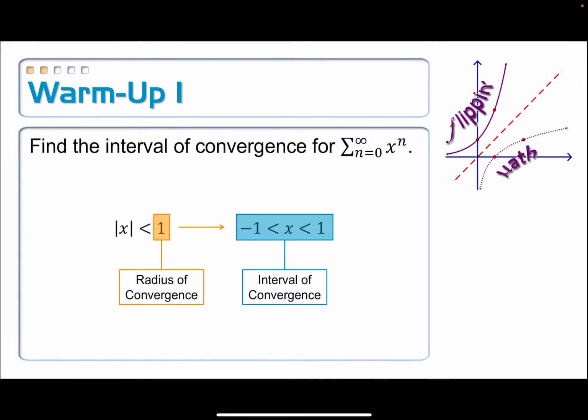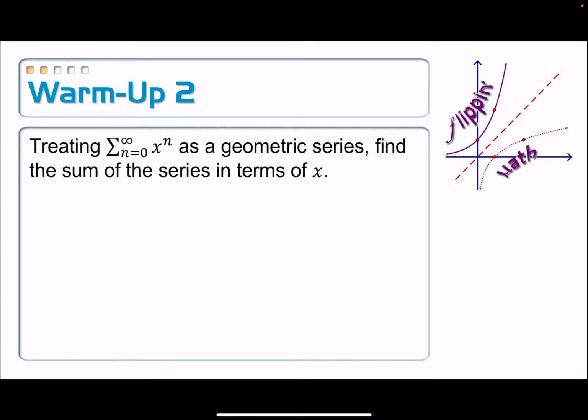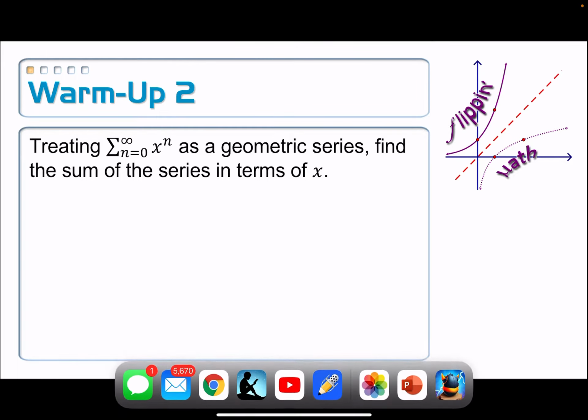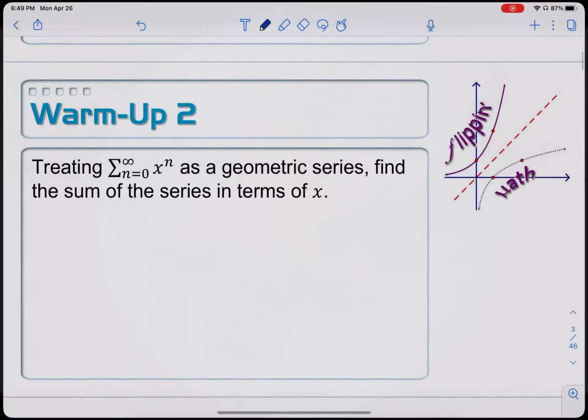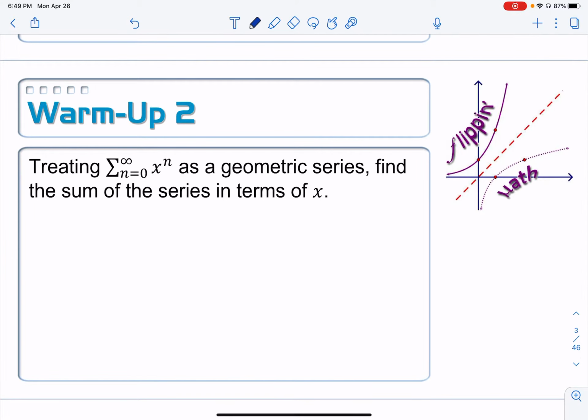Okay, now then, in warm-up exercise 2, again treating this summation here as a geometric series, we want to find the sum of that series in terms of x. Since we're thinking of it geometrically, don't we have a formula which will allow us to calculate the sum of a geometric series? I think we do, and it goes a little something like this. S is equal to A, that's your first term, over 1 minus R, which is the common ratio. So we have to find two things here.